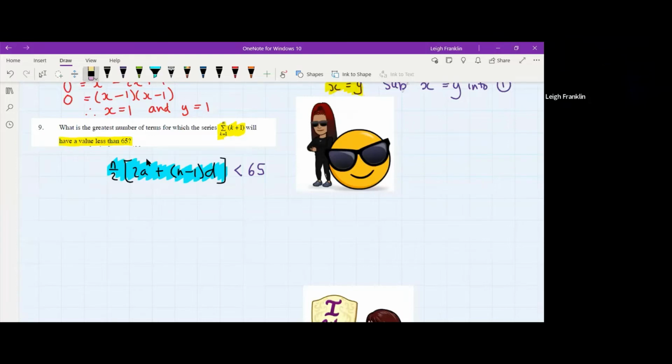All right, so what is the biggest number of terms that can be added together that's going to add up to a value that is less than 65? That's what they're asking us. So we need to work out, is it 5 terms that add up to a number that's smaller than 65? Or is it 6 terms that add up to a number that's smaller than 65? That's what they're asking us to calculate.